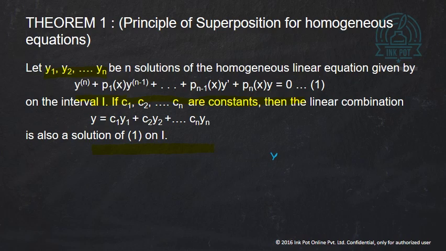So basically, what is y(x)? y(x) is nothing but c1 y1(x) plus c2 y2(x) plus up till cn yn(x). The proof can be done similarly as we have done for second order. We can just take the derivatives of y till nth order and substitute in equation 1, and we shall get 0 because y1, y2, yn all satisfy equation 1. So we can combine the terms and get 0, and hence y is a solution of equation 1 on I.